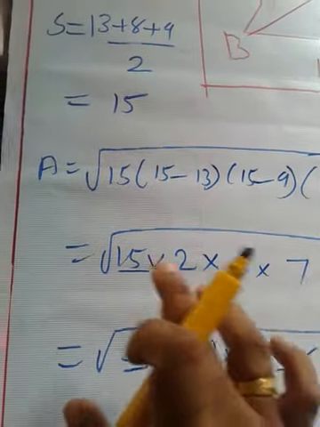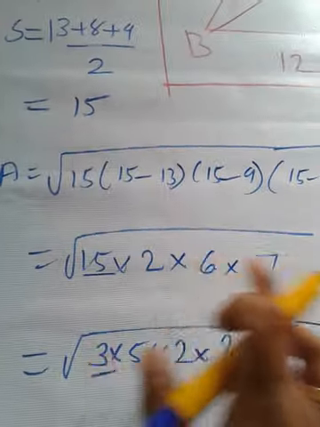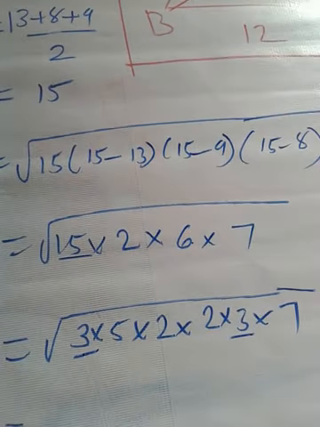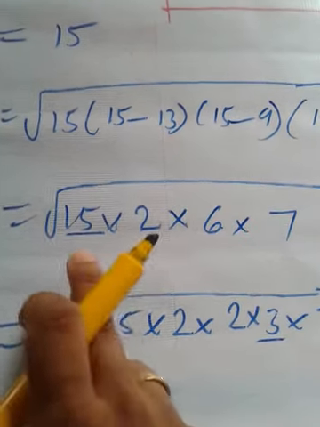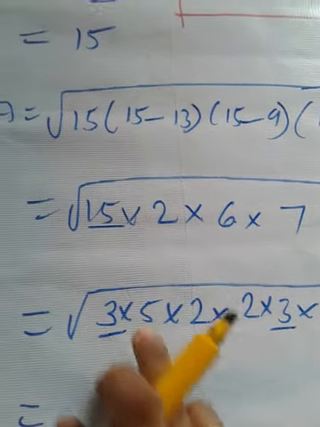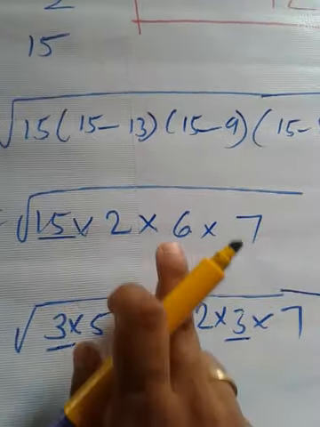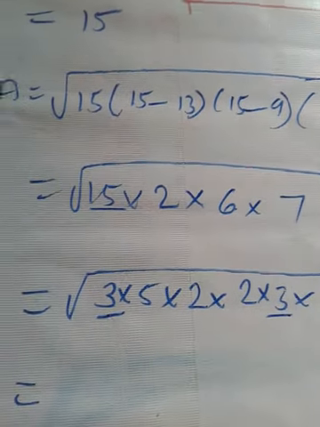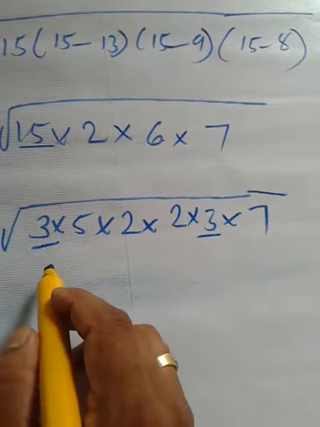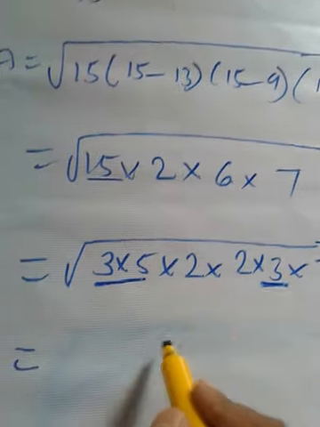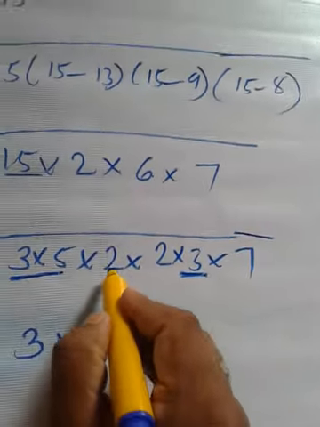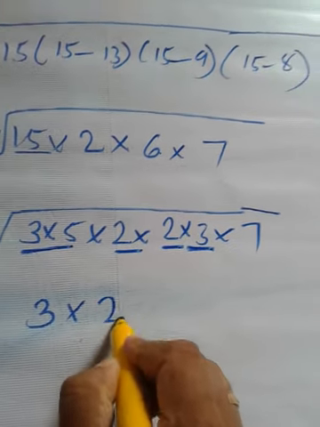If you want, you can multiply everything and calculate the square root, but I think that is going to be a little bit difficult. The method I prefer is to just prime factorize every number. 15 is 3 into 5, 2 itself, 6 is 2 into 3, 7 itself. When you apply square root for 3 into 3, we can write a single 3. When you apply square root for 2 into 2, we can write a single 2.